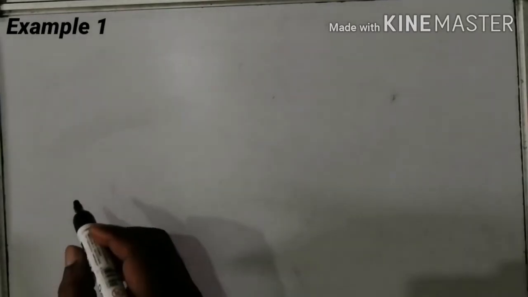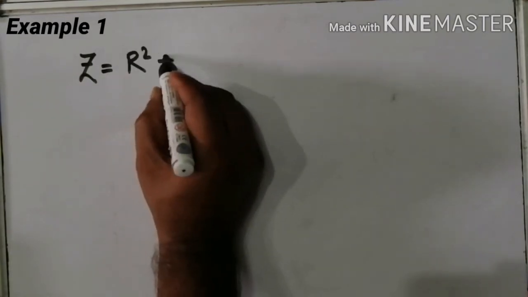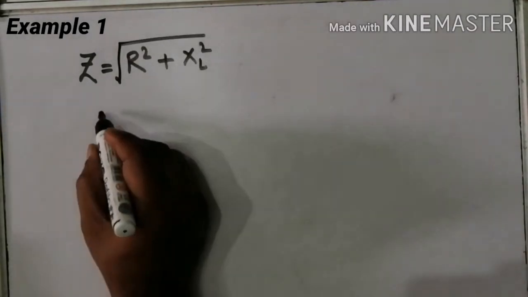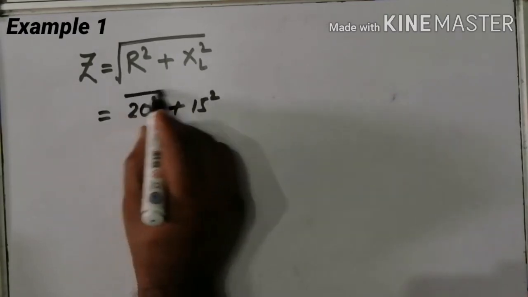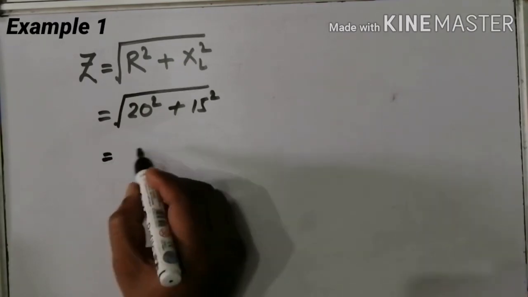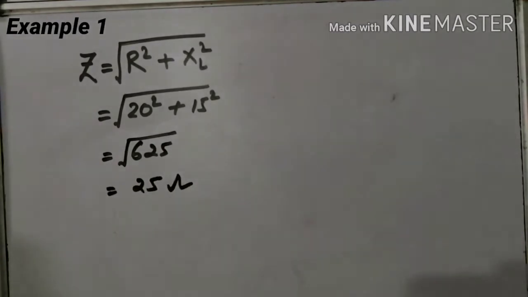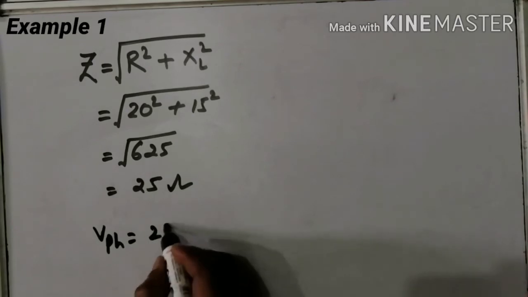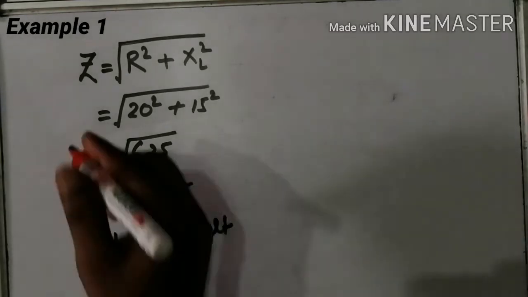Now see the phase impedance, that is Z is equal to square root of R square plus XL square, right? What is the value of R? It is 20 ohm, plus XL is 15 ohm. After the calculation, it is square root of 625, so it is 25 ohm. I have already calculated the value of the phase voltage, it is 231 volt.